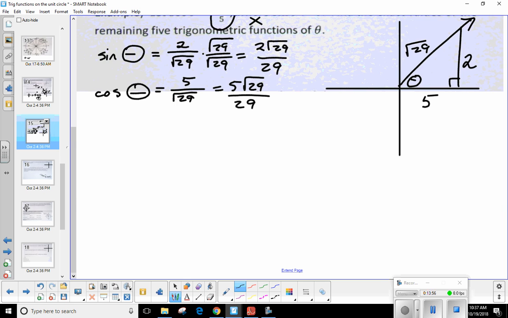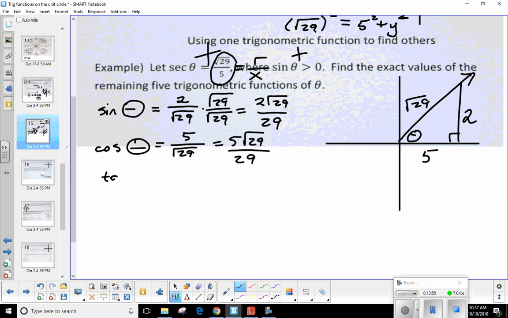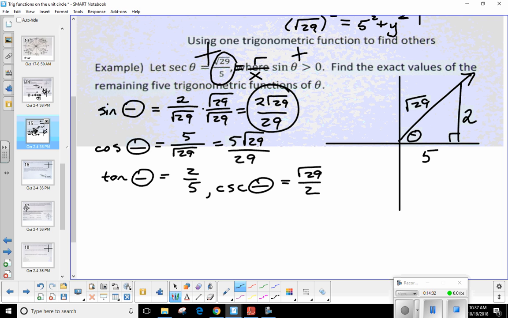Now let's do tangent. Tangent's what? Okay, it's always y over x, so 2/5. Now let's go ahead and get cosecant. Now if you want, you can go ahead and take the answer for sine and just flip it and rationalize. It's going to give you what you want, but in a case like this, I would probably just go back to the diagram. Remember, sine is y over r, so cosecant has to be, there you go, r over y. And see, if you went back to the diagram, it just saves you that time. You don't have to worry about rationalizing.